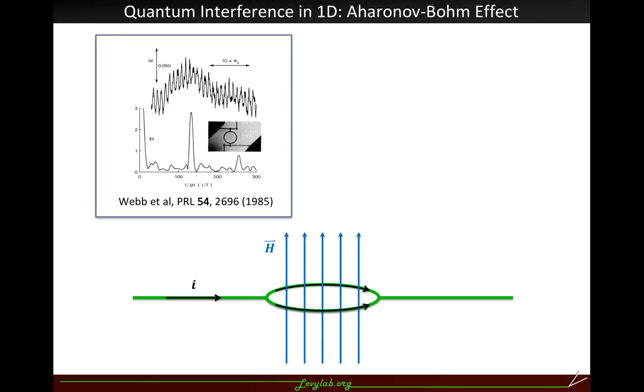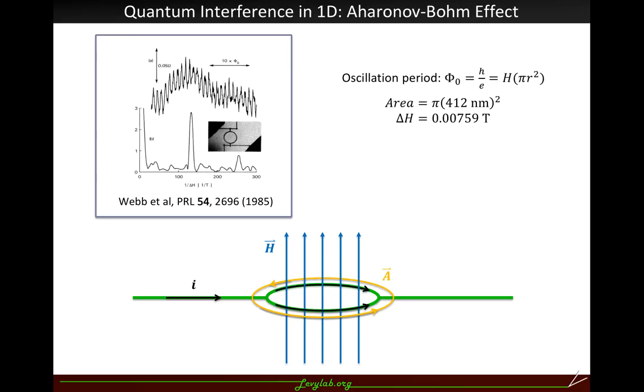So you have the current I, it splits, goes through left and right channels. If you apply a magnetic field perpendicular to that ring, there will be a magnetic vector potential that surrounds that out-of-plane magnetic field. And the current going through the left and right halves of that ring will acquire a different phase. And that phase difference will give you an oscillation period given by h over e, and here phi is the flux. And then you can calculate a period, and this is the period that they saw in the Webb paper.